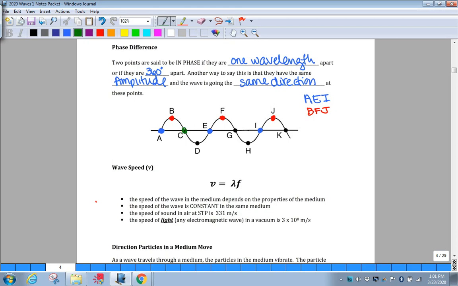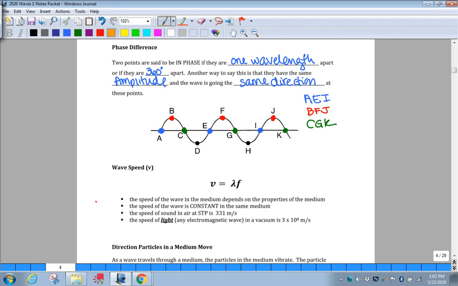Let's look at C, right? C is like the midway point of the wave, all right? So C is not in phase with A, even though they have the same amplitude, okay? Remember, they have to fit both. They have to be the same amplitude and moving in the same direction. A is on the upslope of the wave, where C is on the downslope of the wave, okay? So you have to find same amplitude on the downslope. So this is the upslope. So G is on the downslope, as is K. So C, G, K, all in phase.